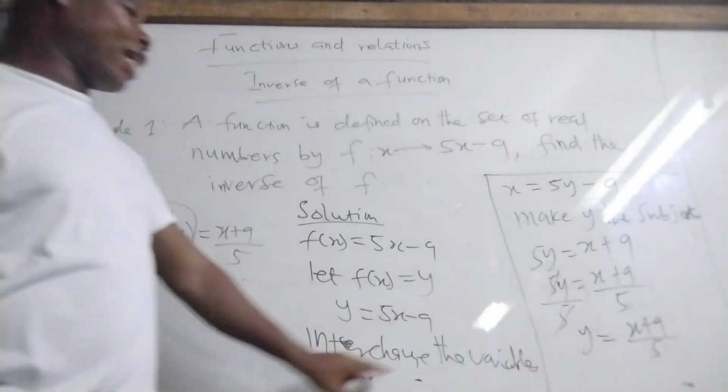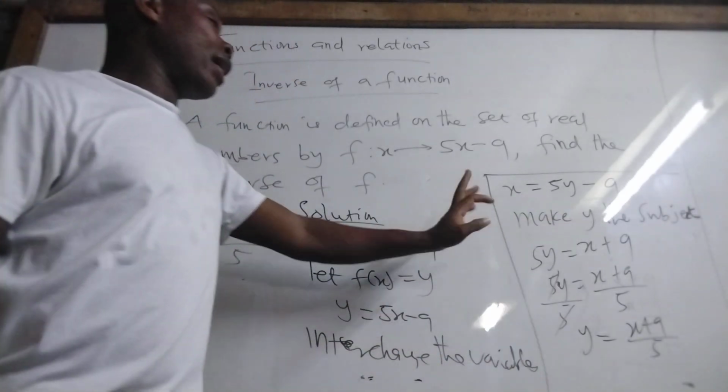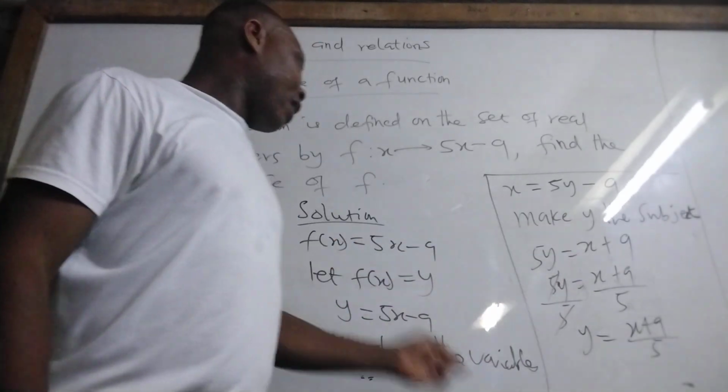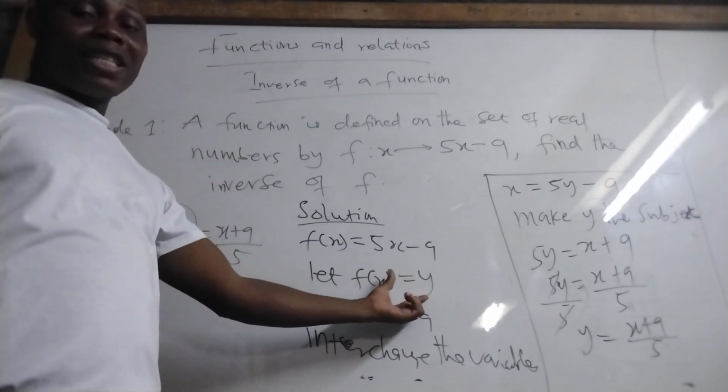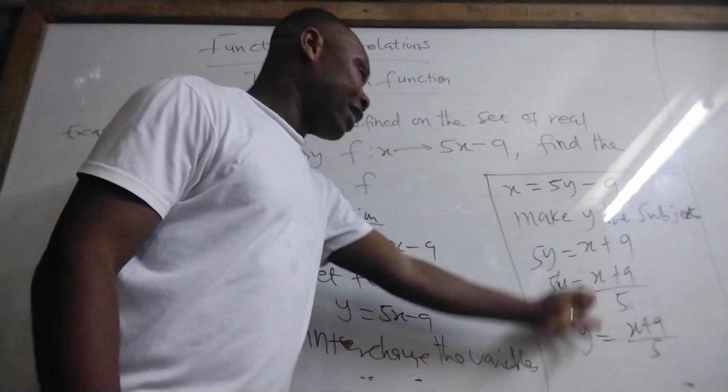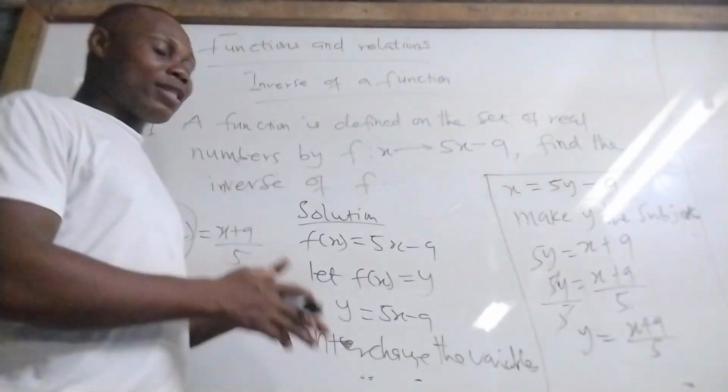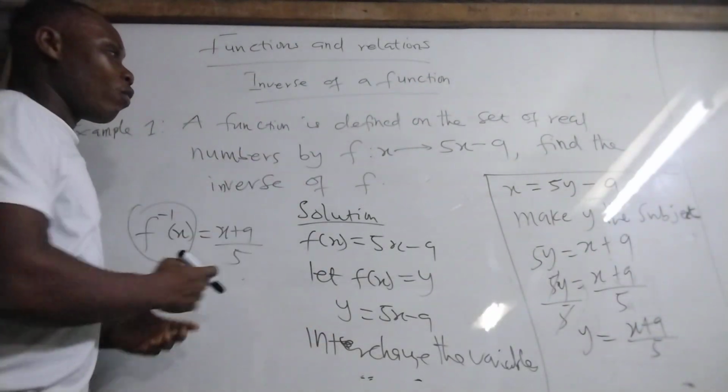The second step is that we interchange the variables, and that is here. And the last step is that you make the variable that you let the function equal to the subject, and that becomes the inverse function for your question given.